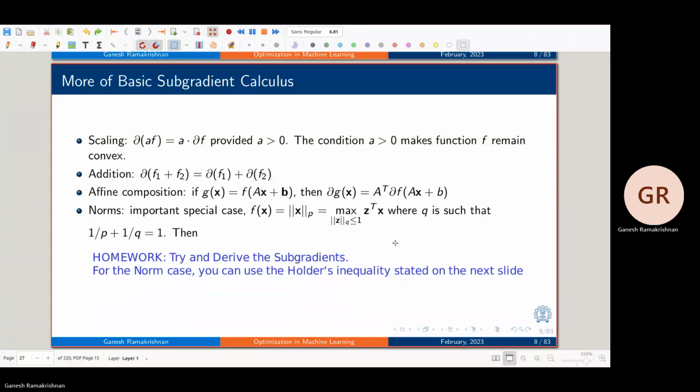It is a max over the Q-norm of Z being less than or equal to 1 of Z transpose X. Because it's max, I don't have to put absolute value. In the Cauchy-Schwarz, there was an absolute value. You don't need that because it's max anyways. So this is a duality.